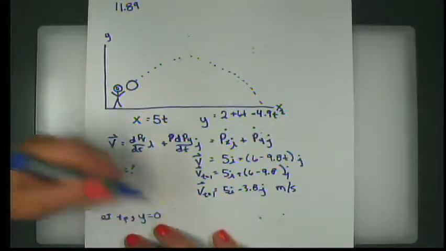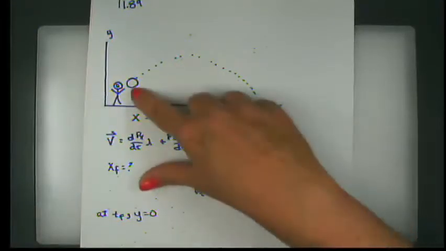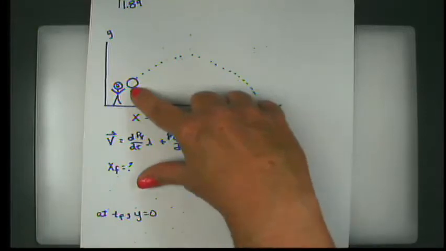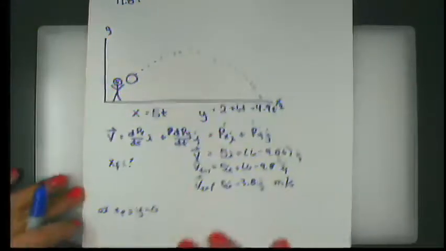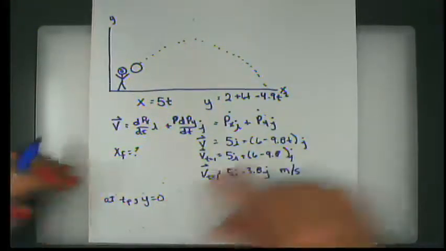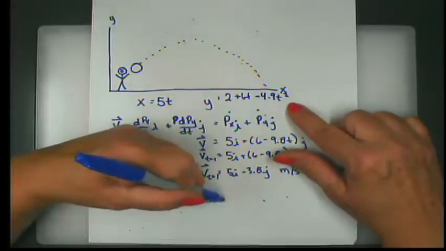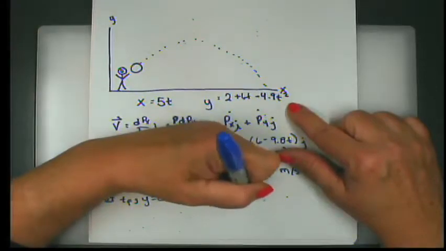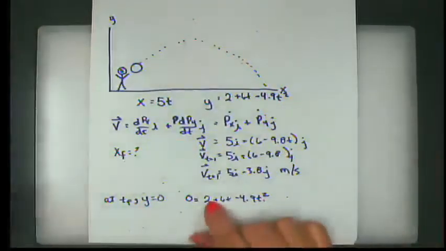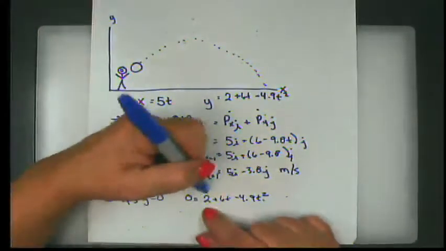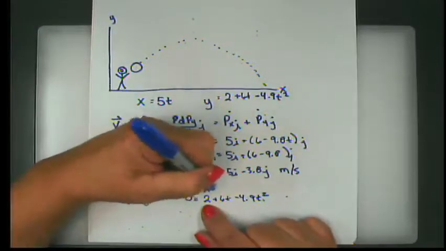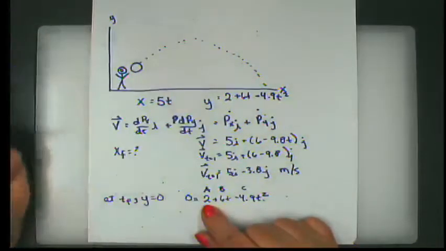So at t sub f, y equals 0 because it's going to hit the ground. It starts 2 meters up, so the guy's throwing it from 2 meters, just a little over 6 feet. But at the end, y is going to be equal to 0. So we get 0 is equal to 2 plus 6t minus 4.9t squared. And once again, this is a quadratic equation. This is a, this is b, and this is c.